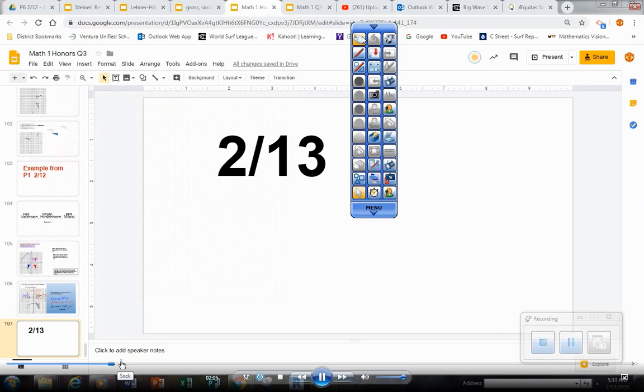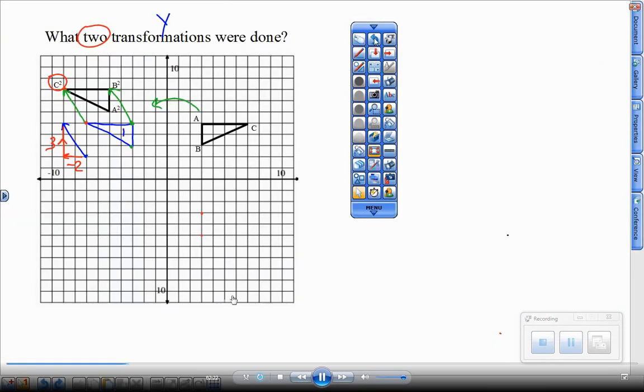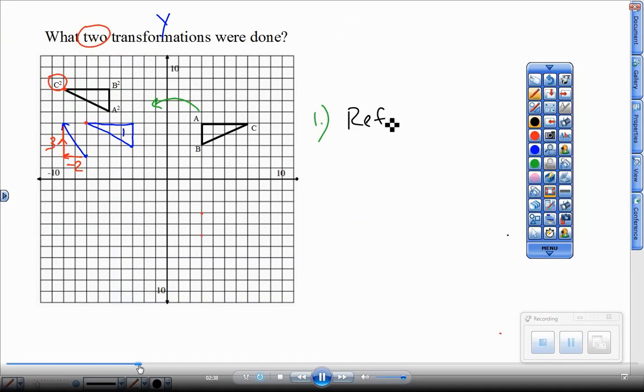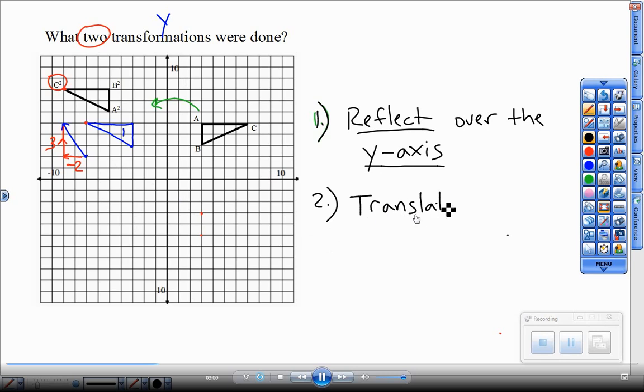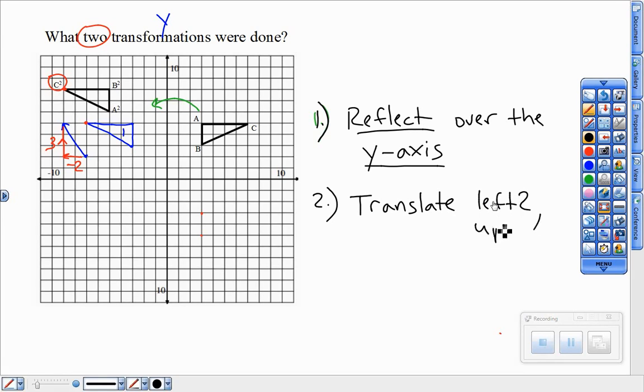And sorry about this little glitch right here. First transformation is reflect across the y-axis, or reflect over the y-axis. Notice I'm writing reflect and I'm writing the line that I'm reflecting over. Second, I'm doing a translate, a slide. Don't write slide, translate. Use the right words. Translate, left 2, up 3.